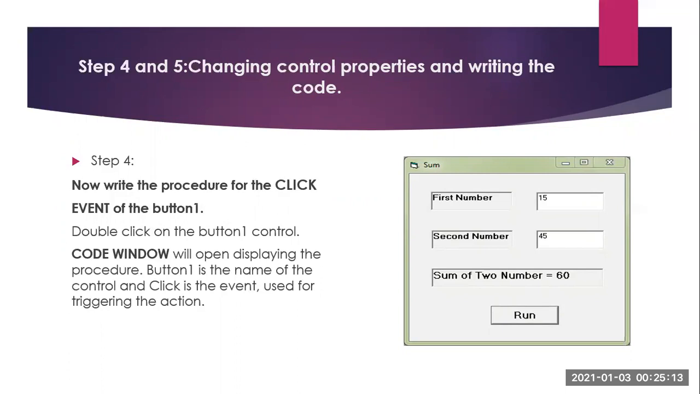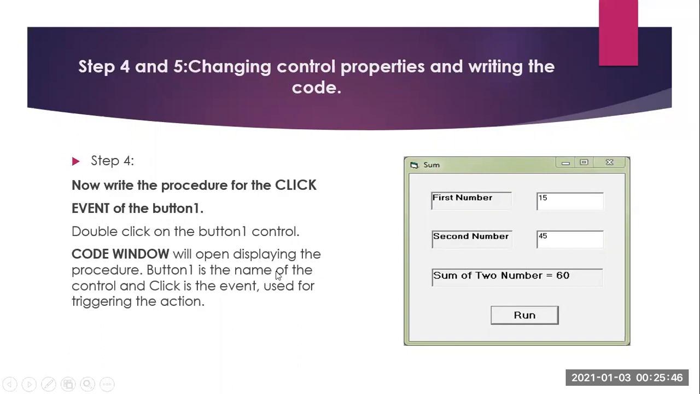What we do in step number 4 is we now write the procedure for the click event on the button. So whatever the run or the click event we're going to write, we'll write a program for it so that our output is generated and a program gives us the result that we want. What you do now is you double click on the button 1 control. What will that do? That will simply open the code window displaying the procedure.